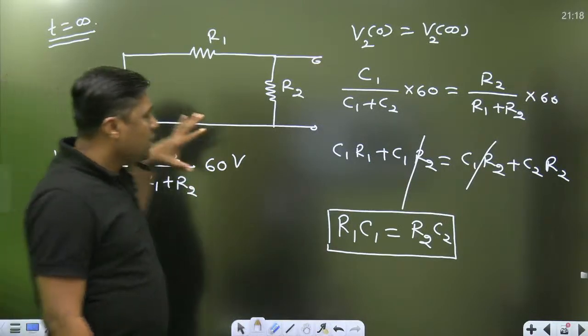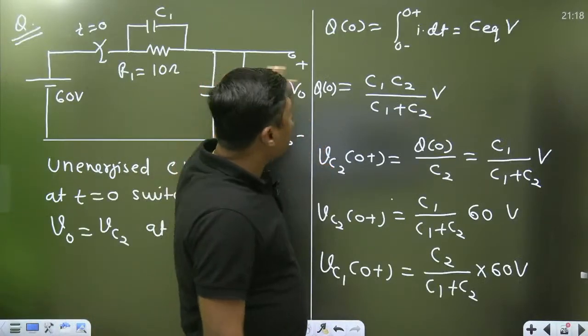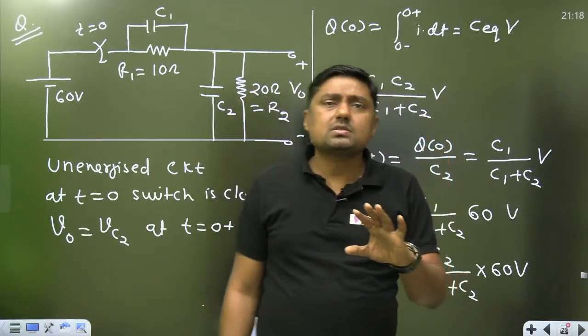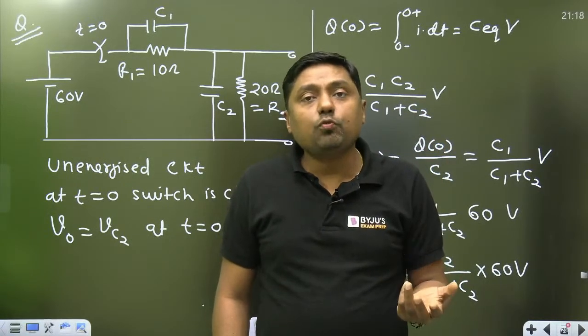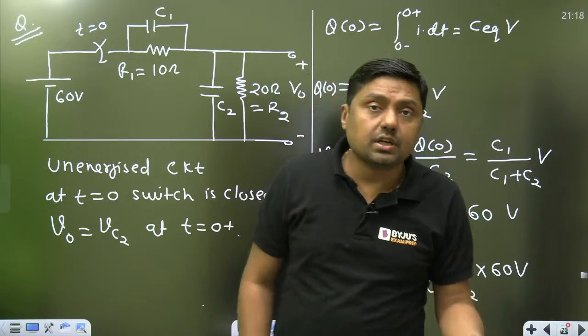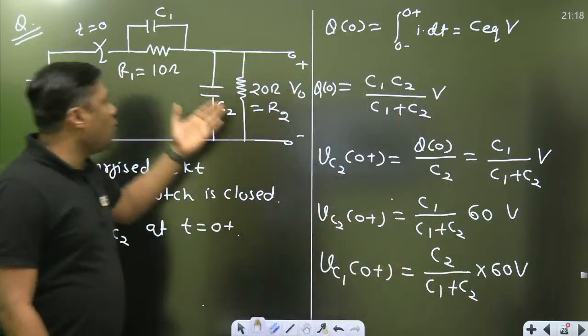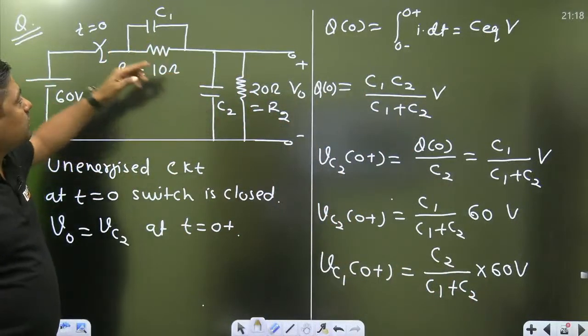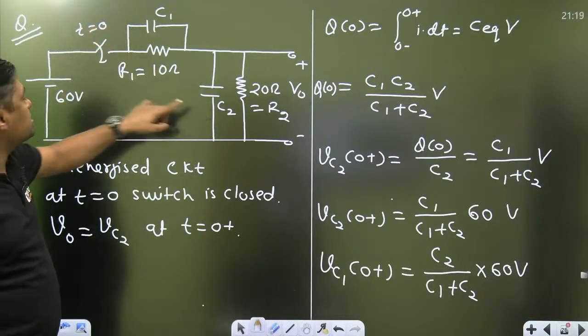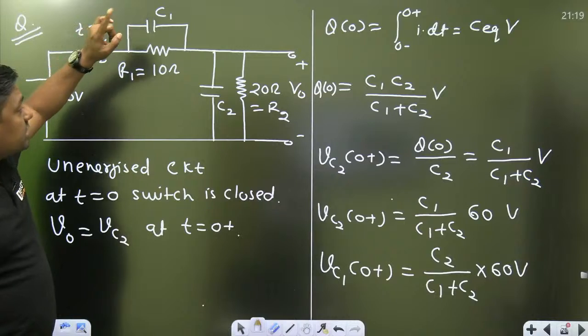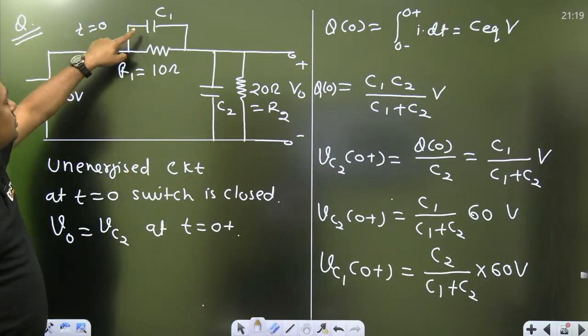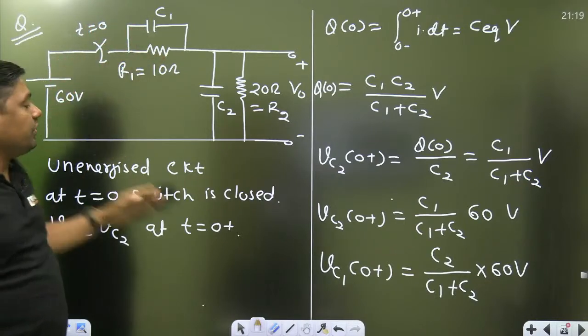And finally, don't worry. Initial voltage means the current division rule. Apply the current division rule. What is the current division rule for the capacitor opposite to the resistor? If you want the initial voltage across C2, multiply C1 divided by C1 plus C2, into V. If you want the initial voltage across C1, C2 upon C1 plus C2, into V.